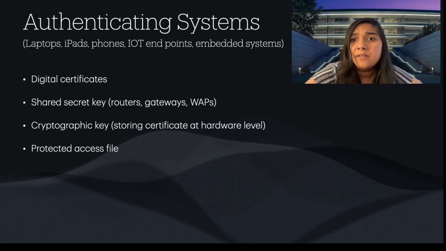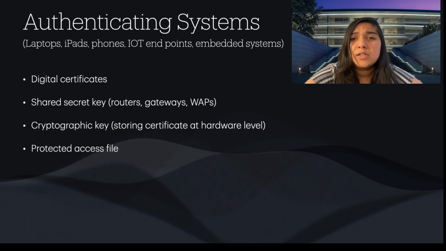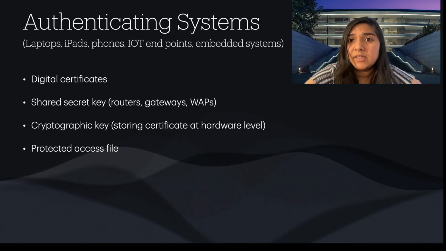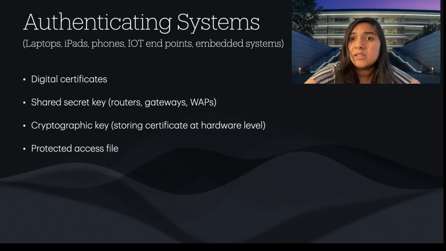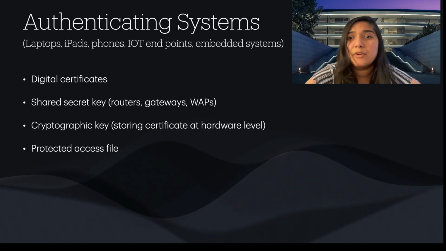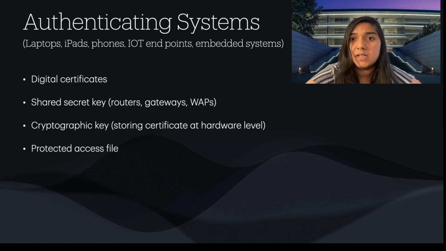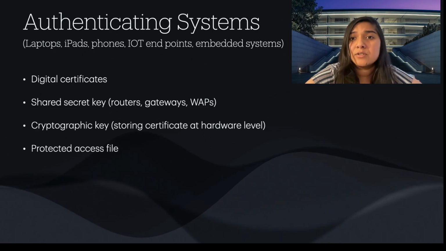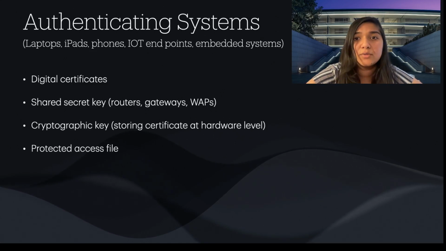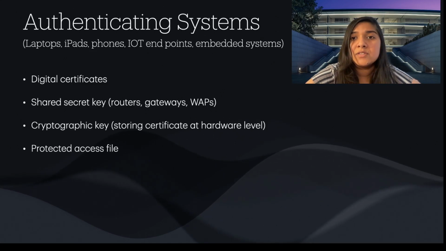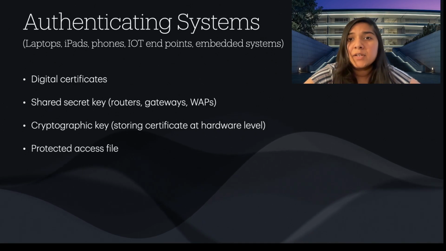So next up we have shared secret keys. So what does this mean? You have two secret keys that need to be installed within the systems so that they can talk to each other and create a connection. For example, you have a router and the router has its secret key installed within it. So when you try to make a connection with the router, you also need to install the secret key within your system so that they can then talk to each other and exchange the data with each other. Then we have cryptographic keys.